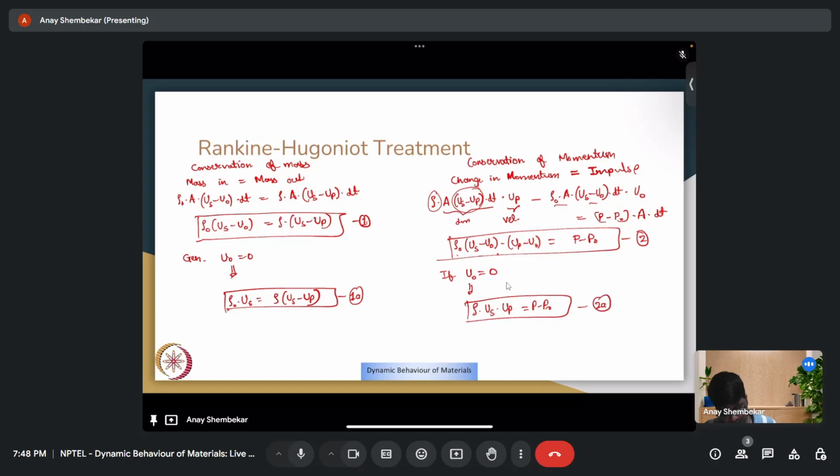It's equation 2a. If you recall, this equation 2a looks pretty similar to the sonic impedance equations that we have studied in week 2's lecture. So I can write a term called shock impedance given by rho us, similar to the sonic impedance that we have seen earlier.